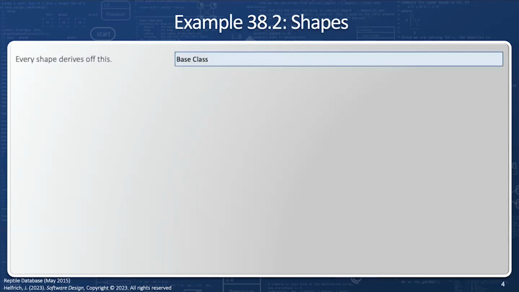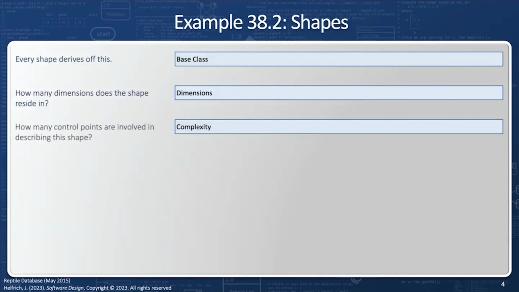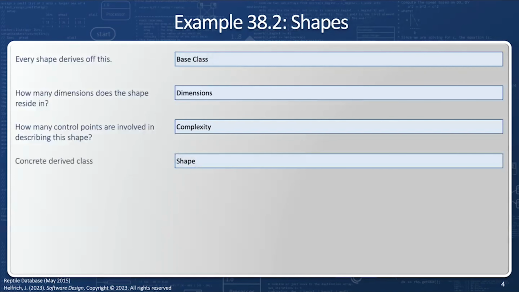Well, first of all, I'm going to have the base class, and every shape derives off of this. And then I'm going to have the dimensions, how many dimensions I'm going to have in this shape. Next, I'm going to have the complexity. In other words, how much information is required to represent this particular shape. And then finally, I have the individual shape itself. Then this is the concrete derived class.